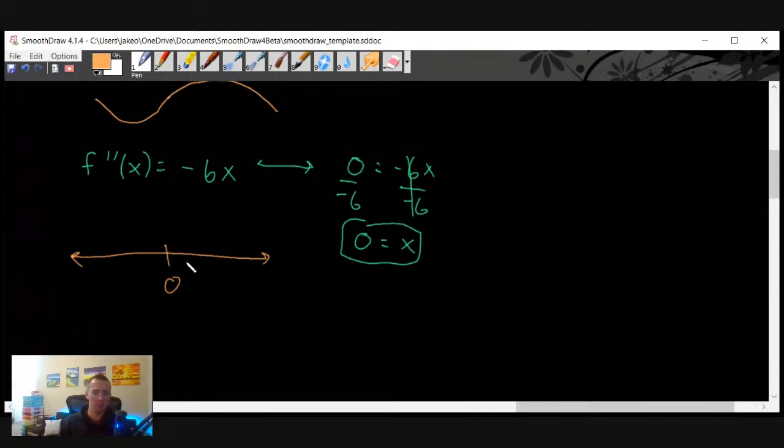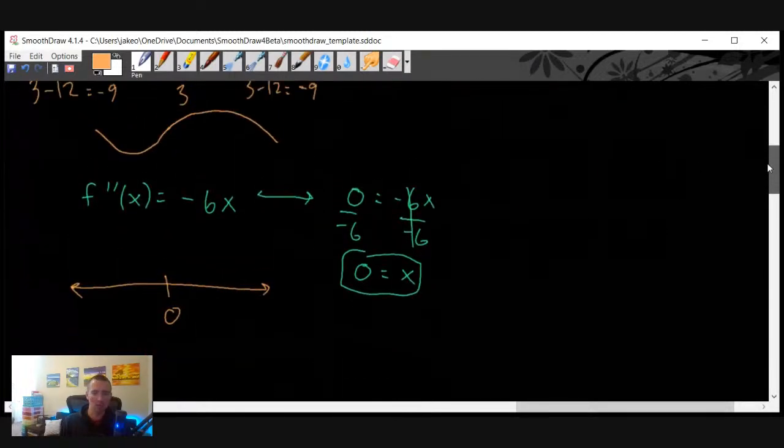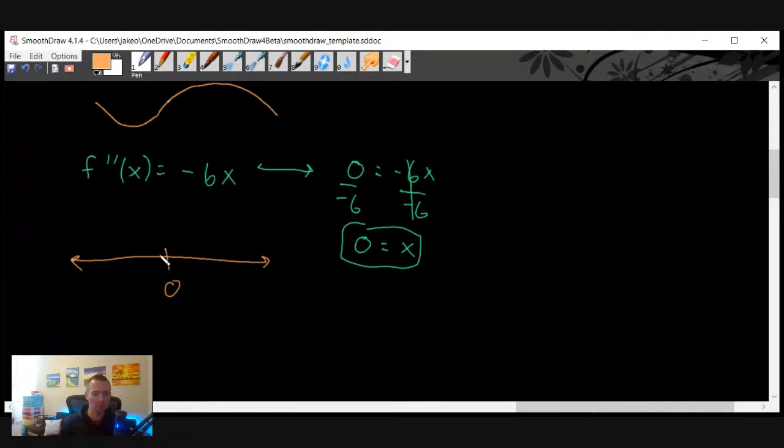You only want to put 0 on your number line if it is your inflection point when you're testing intervals of concavity, or if it is a critical number when you're testing intervals of increasing and decreasing. Notice up here, 0 was not a critical number, so we did not put it on our number line. It was in between 2 of the numbers on our number line, so we did plug it into our derivative, but we did not put 0 on the number line. Just be careful that you're only putting your inflection points or critical numbers on your number line.